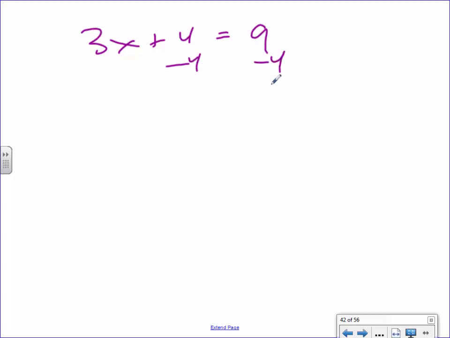Subtract the 4, I'd say probably. So that would give you 5. And then divide by 3. Okay? So this is junior high algebra. That makes sense to everybody? Okay. So that's one kind of equation you guys have been learning how to solve.